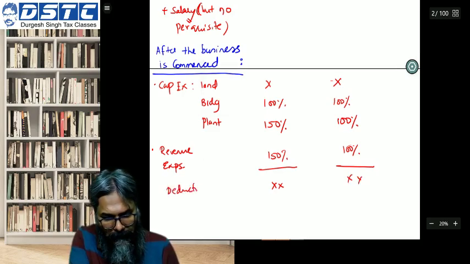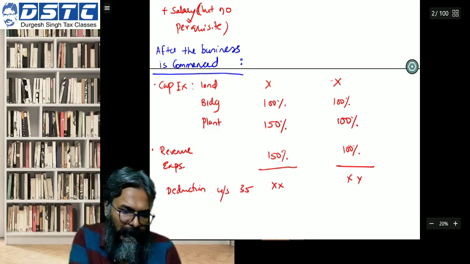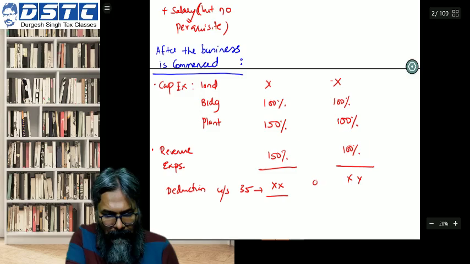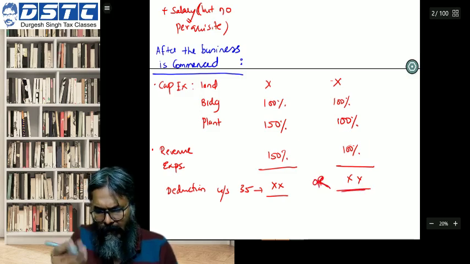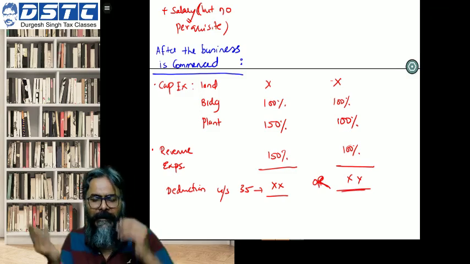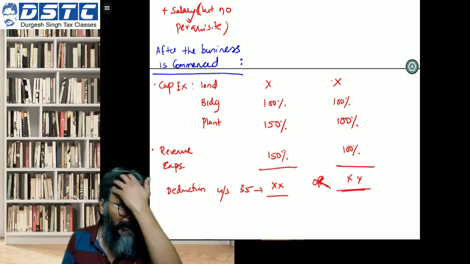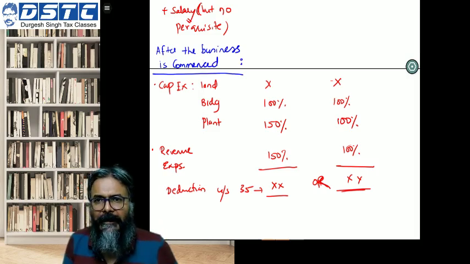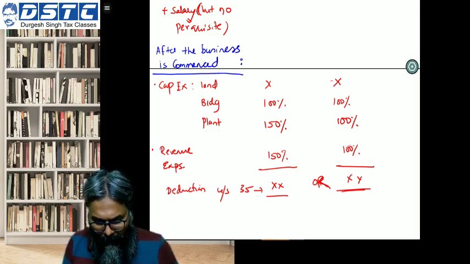Deduction under section 35. Or this. Why have I said or? Because it depends on whether you are in the 35(2)(ab) category or in the other than 35(2)(ab) category. So it all depends upon which category you belong to. Did you all get this one, students?